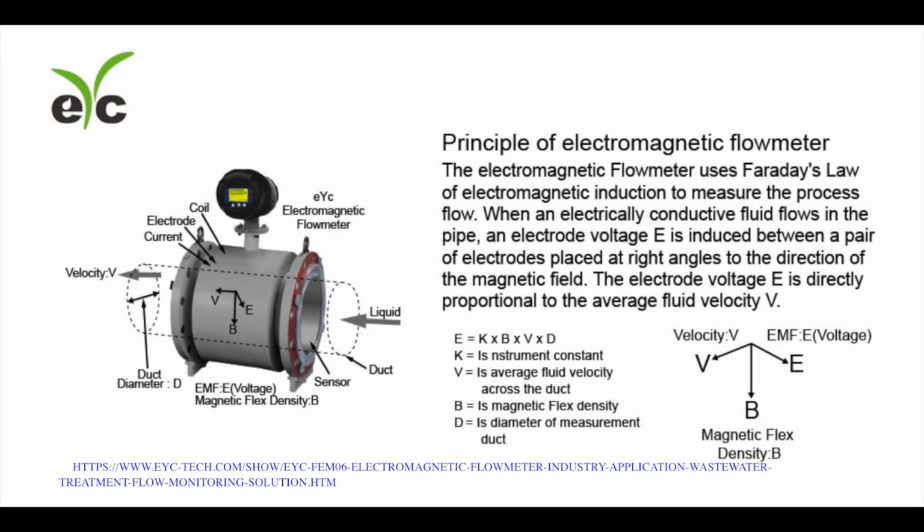E, being the induced voltage, is equal to K, the instrument constant, multiplied by B, the magnetic flux density, multiplied by V, the average fluid velocity, multiplied by the diameter. The induced voltage, which is E, is directly proportional to the average fluid velocity. As any of these values increase, so will the induced voltage.